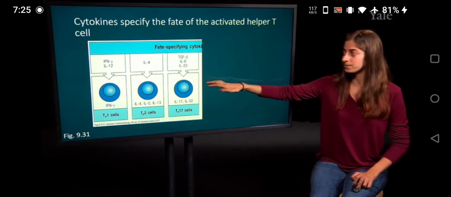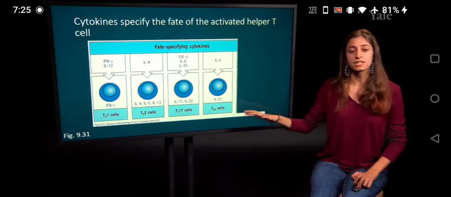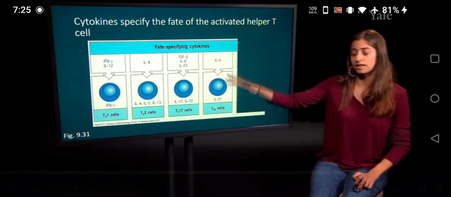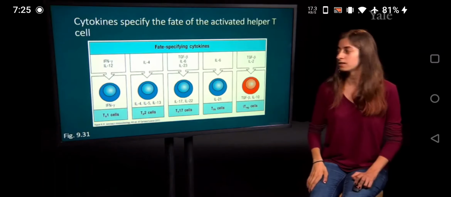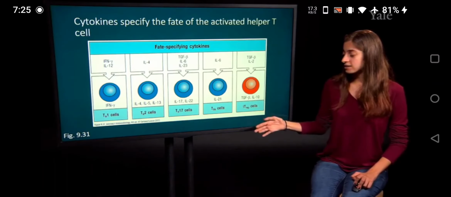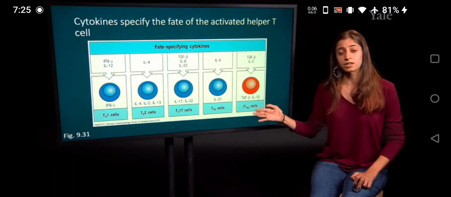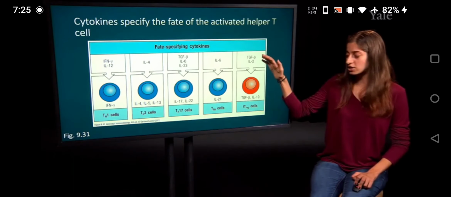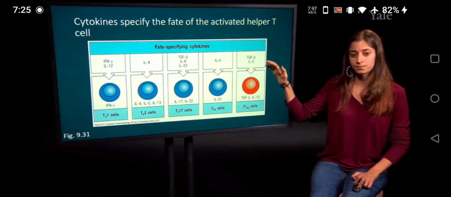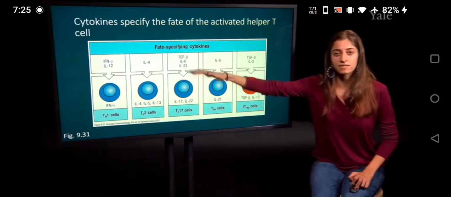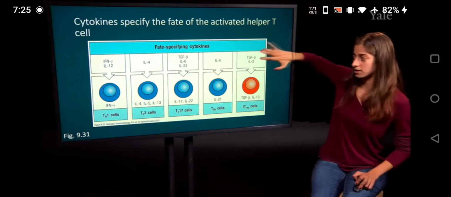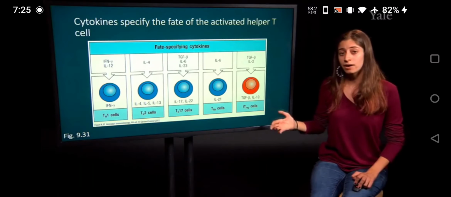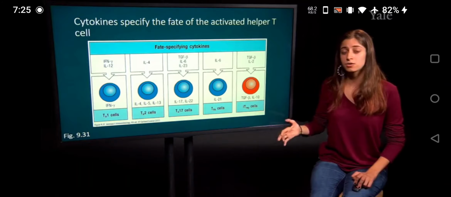T follicular helper cells, the ones that help the B cells, are activated by IL-6. And finally, T regulatory cells, the ones that are induced in the periphery after development, are activated by TGF-beta and IL-2. You can see here that many of these activating cytokines, the ones on the top row here, are shared between subsets. However, the subset cannot be committed to unless all of the necessary activating signals are present.